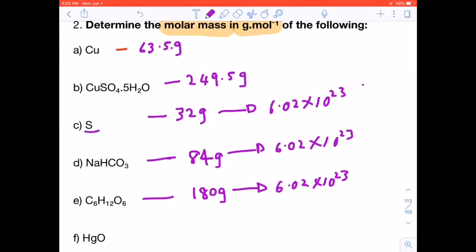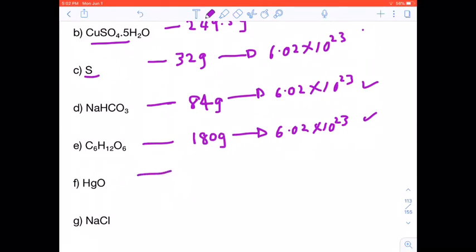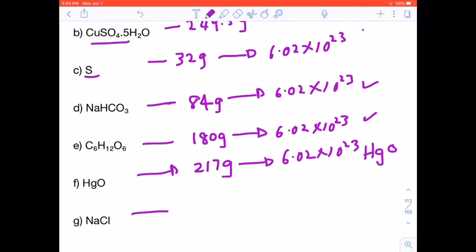Because we're dealing with an atom. There we're dealing with an atom. Here we're dealing with a molecule, right? There we're dealing with a molecule. Same thing, I could talk of it as a molecule, or I could speak of it as a formula unit. And this would be 217 grams, right? It will contain 6.02 times 10 to the 23 HgO molecules or formula units.